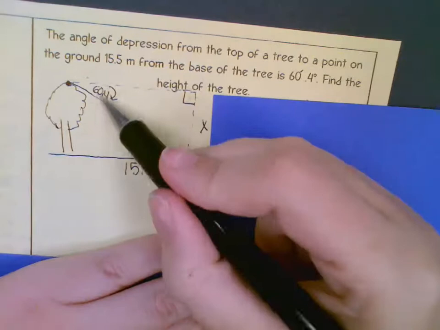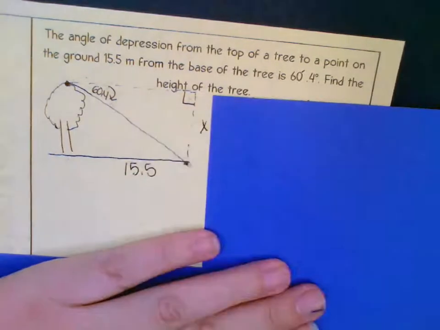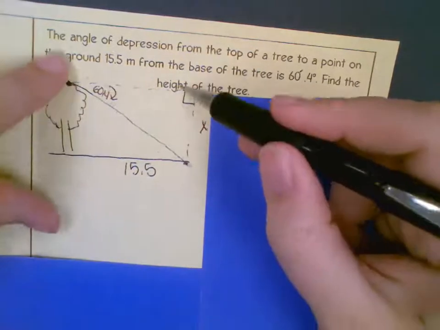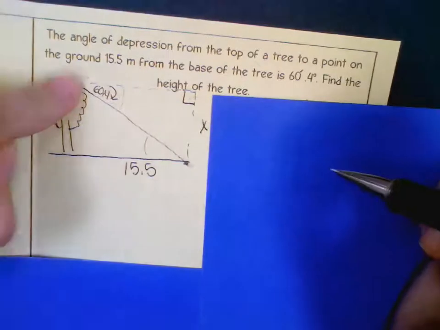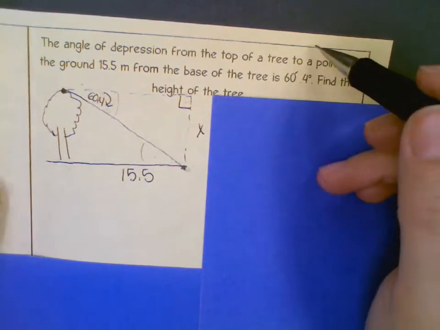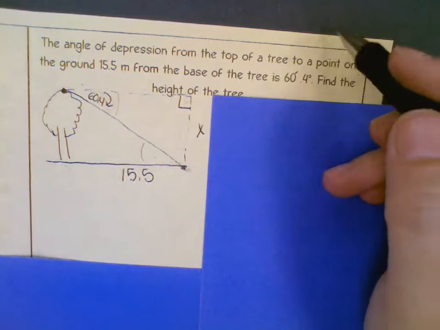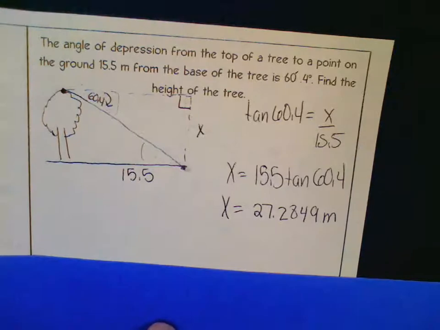If you would have put the angle 60.4 over here, and then your x over here, you would have ended up with the same answer. And that's because these are parallel lines cut by a transversal, so those angles are congruent. Okay, so I want you to solve that equation by yourself. So go ahead and pause. Okay, so we used tangent and we got 27.2849.